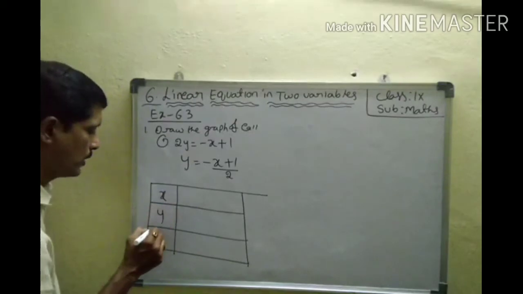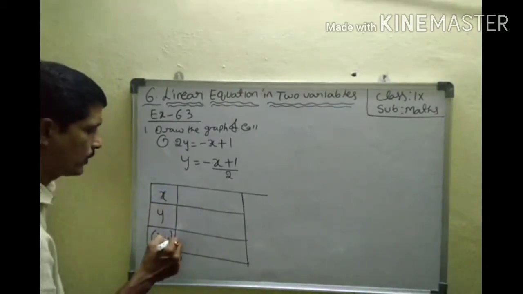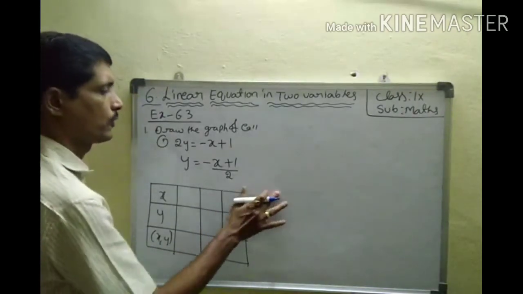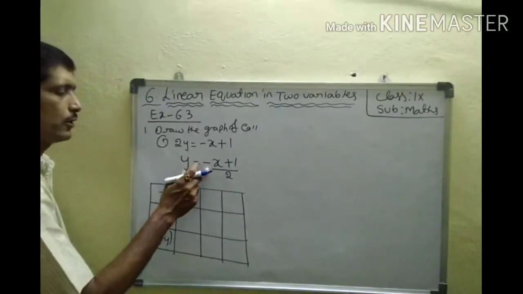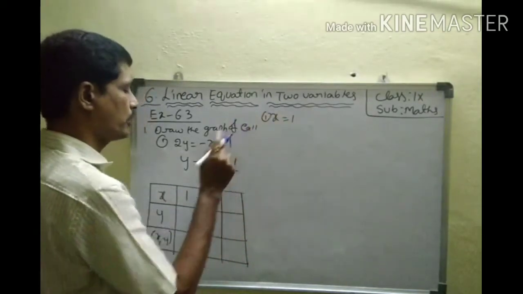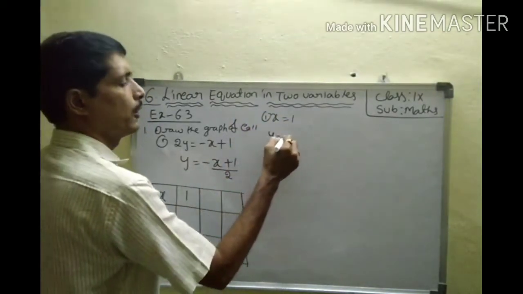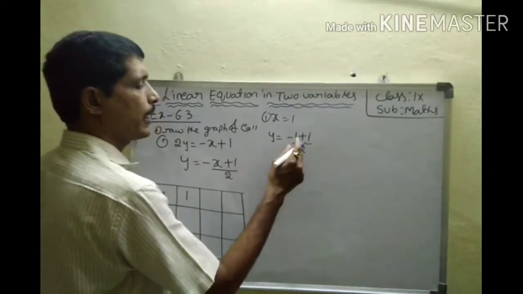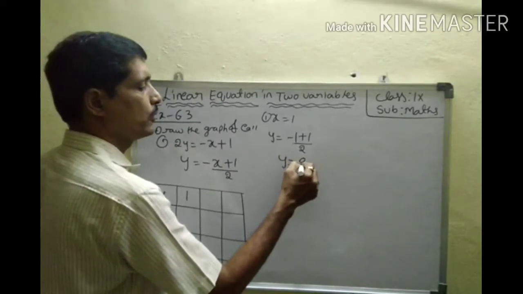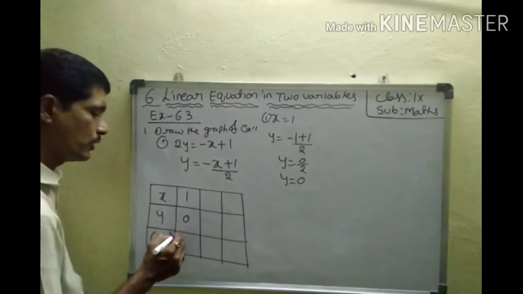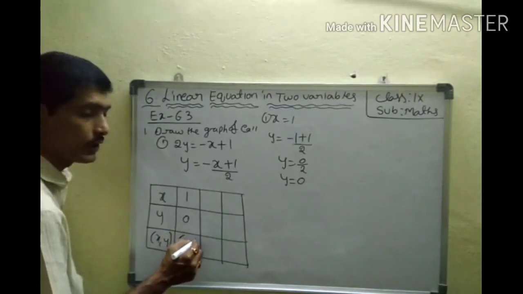Make a table of x, y, x comma y. Substitute x equal to 1 in the equation. Therefore y equal to minus 1 plus 1 by 2. Therefore y equal to minus 1 plus 1, that is 0 by 2. 0 by anything is 0. Therefore the y value is 0. That is 1 comma 0.